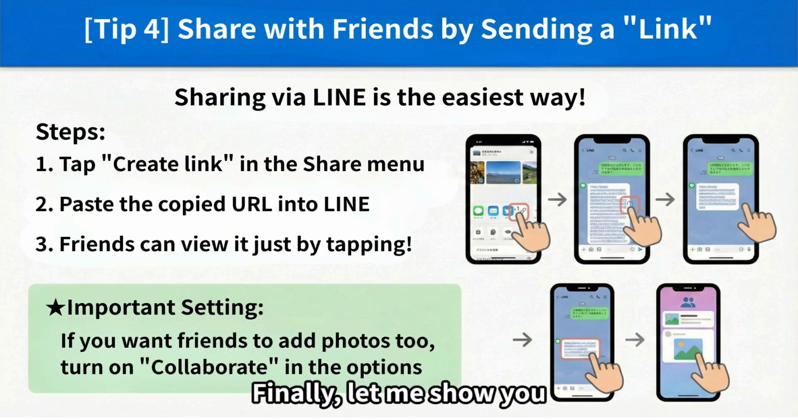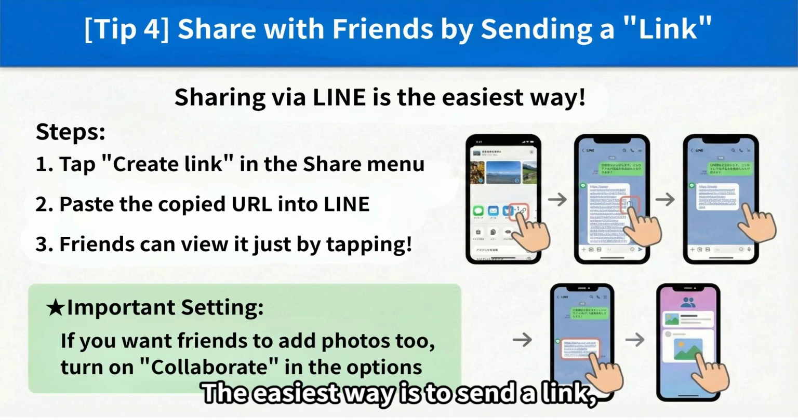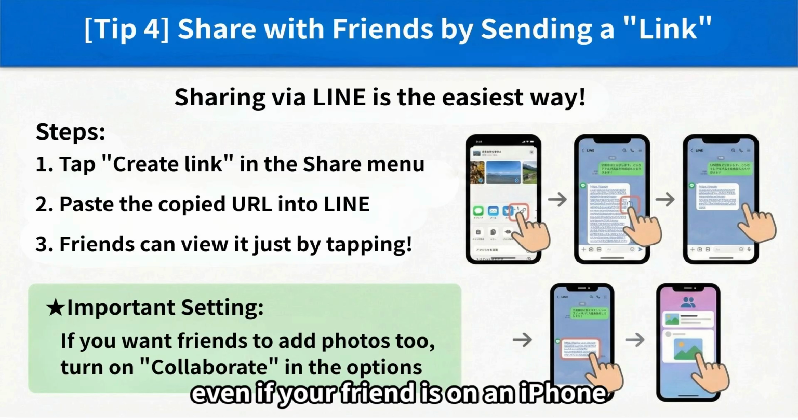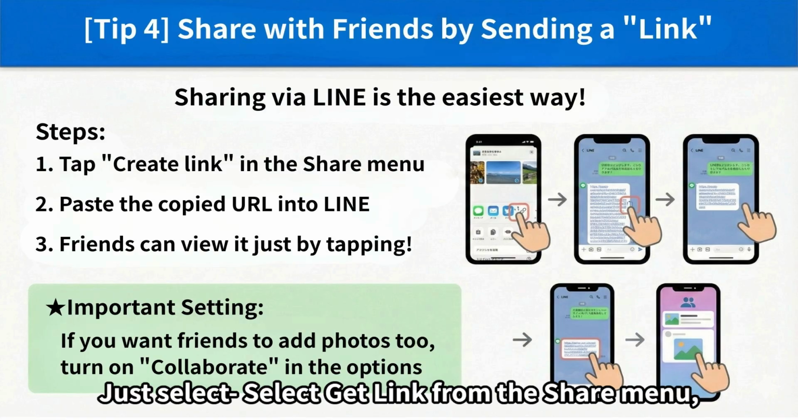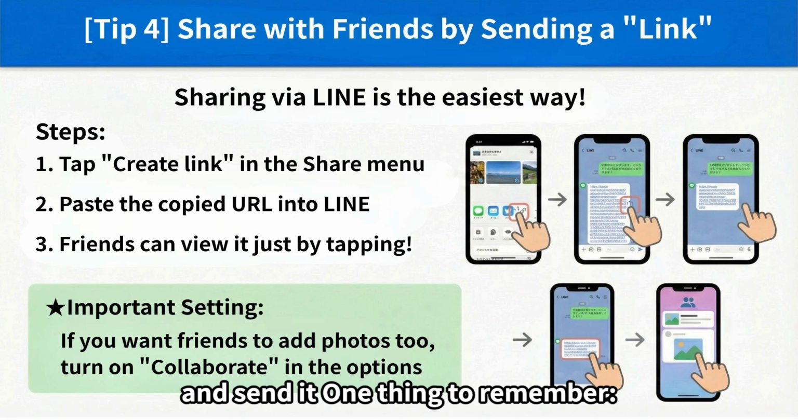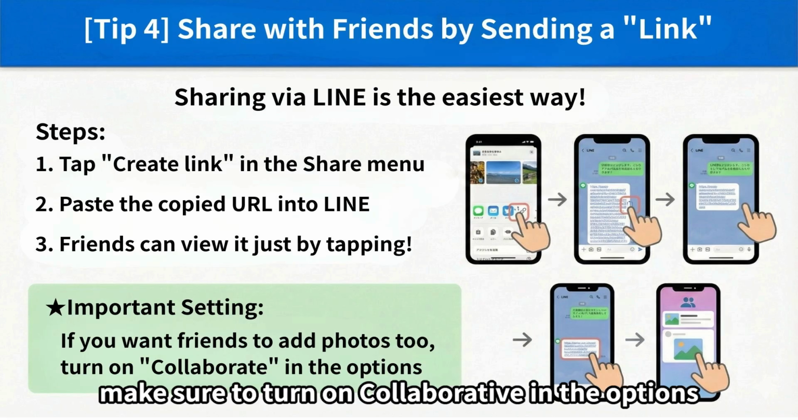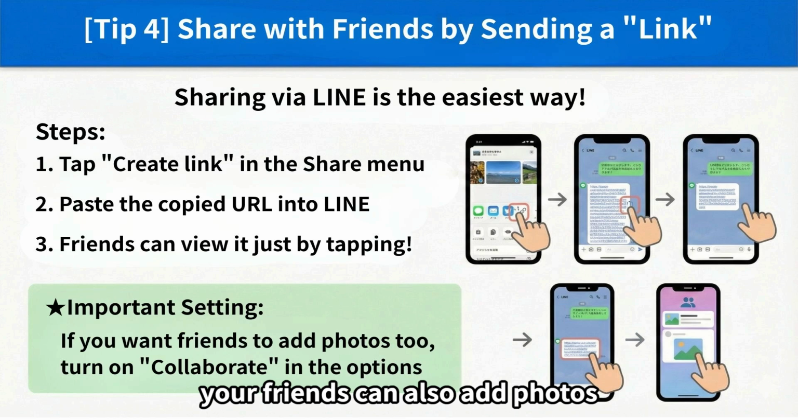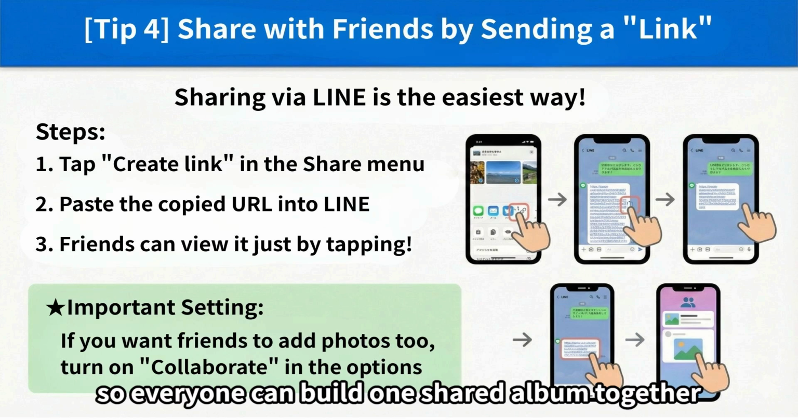Finally, let me show you how to share an album with friends you traveled with. The easiest way is to send a link, and the great thing is, this works even if your friend is on an iPhone. Just select Get Link from the Share menu, then paste the copied URL into Line and send it. One thing to remember, make sure to turn on Collaborative in the options. With that enabled, your friends can also add photos from their own phones, so everyone can build one shared album together.